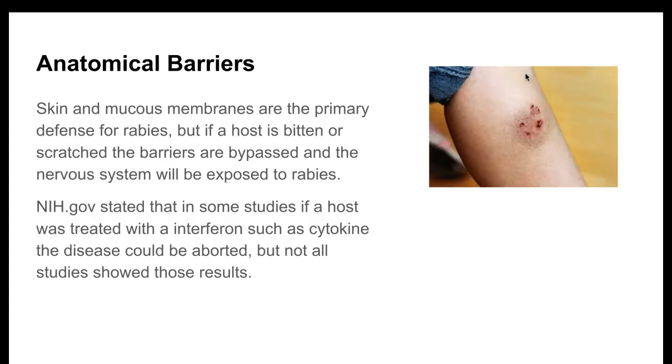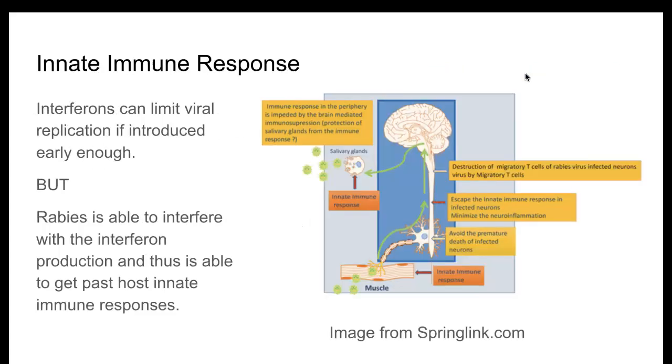But there are also these interferons, I think that's how you say it, such as cytokines. There was one study I found that said that if you were injected with those, or got them moving, they could get your own body to abort the virus, but not all studies showed this, so there are varying results on that. These interferons can limit viral replication if introduced early enough. But again, rabies is able to interfere with those.